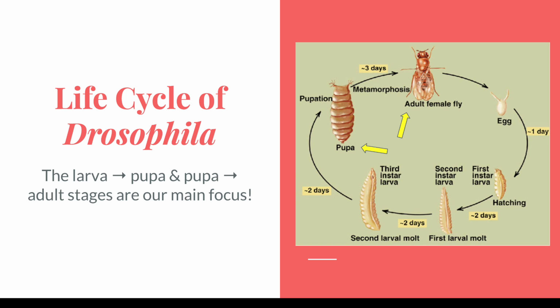So here is the life cycle of Drosophila. It's pretty quick, as you can see. It only takes about 10 days for an egg to become an adult. And the two main stages we're going to be focusing on are pupation, which is when a larva becomes a pupa, and eclosion, which is when a pupa becomes an adult.